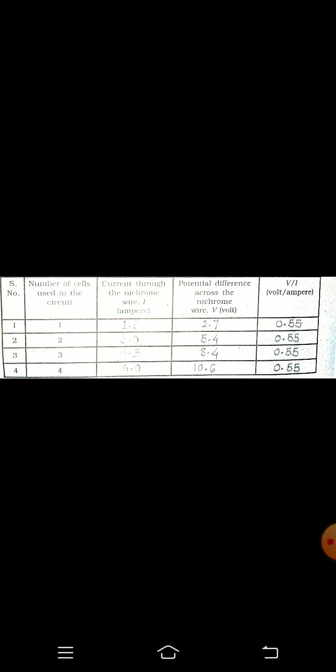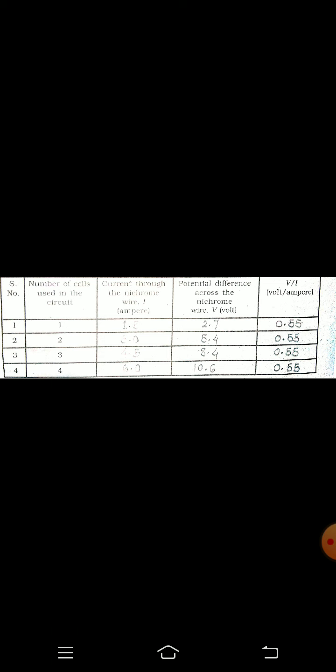Now next time, what do we have to do? We have to place two cells. Before we kept one cell, now we will use two cells. And in the same way we have to switch on, then note down the reading of electric current I and potential difference V. When we find the ratio of V divided by I, we will get 0.55.